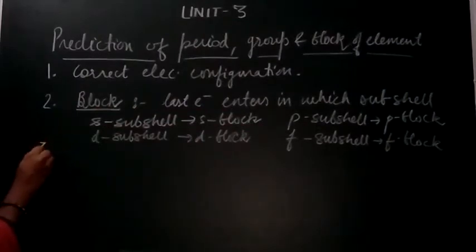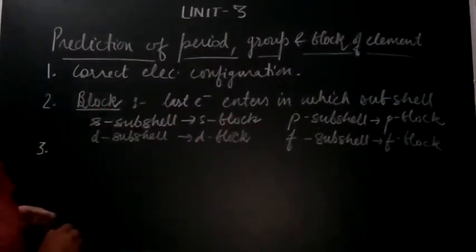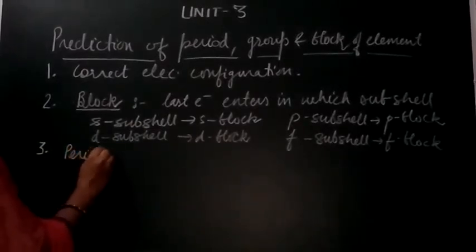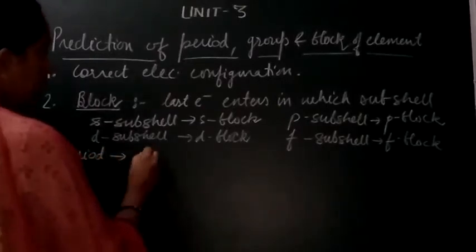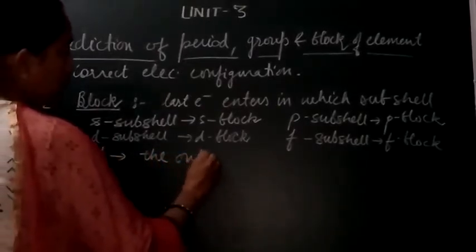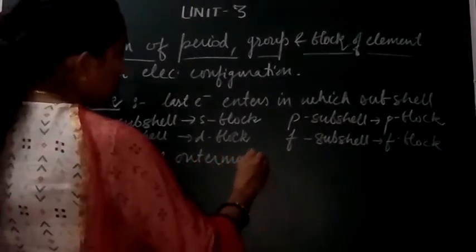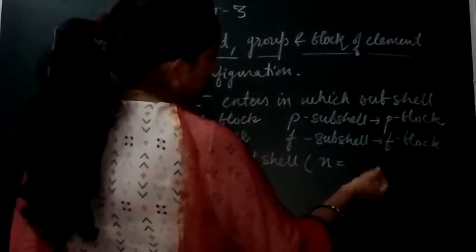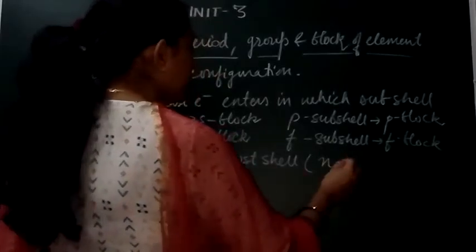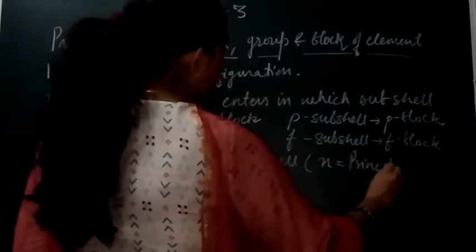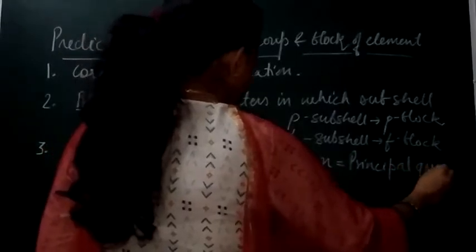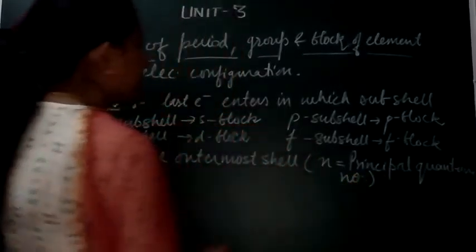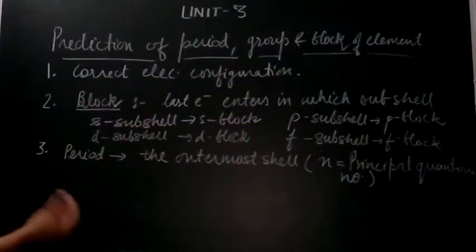Now, the third point is to identify the period. To identify the period, we will just check the outermost shell, that is the principal quantum number of the outermost shell. We will check which shell it belongs to.